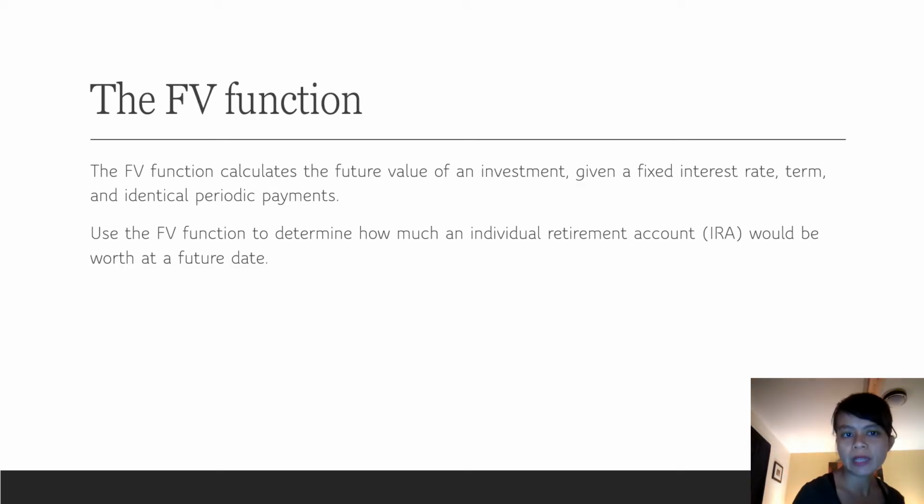Next is the FV function, or the future value function. This calculates the future value of an investment given a fixed interest rate, term, and identical periodic payments. So use the FV function to determine how much an individual retirement account would be worth at a future date.